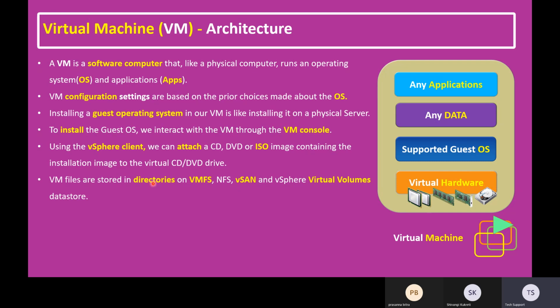Within that directory, we can have multiple storage formats. We are familiar with the storage formats. You can store the VM in a VMFS data store, NFS data store, virtual SAN data store, and also in a virtual volume data store. So on any data store you can create and store the virtual machine. Okay. Another point within the architecture: let's talk about some more details on the virtual hardware.